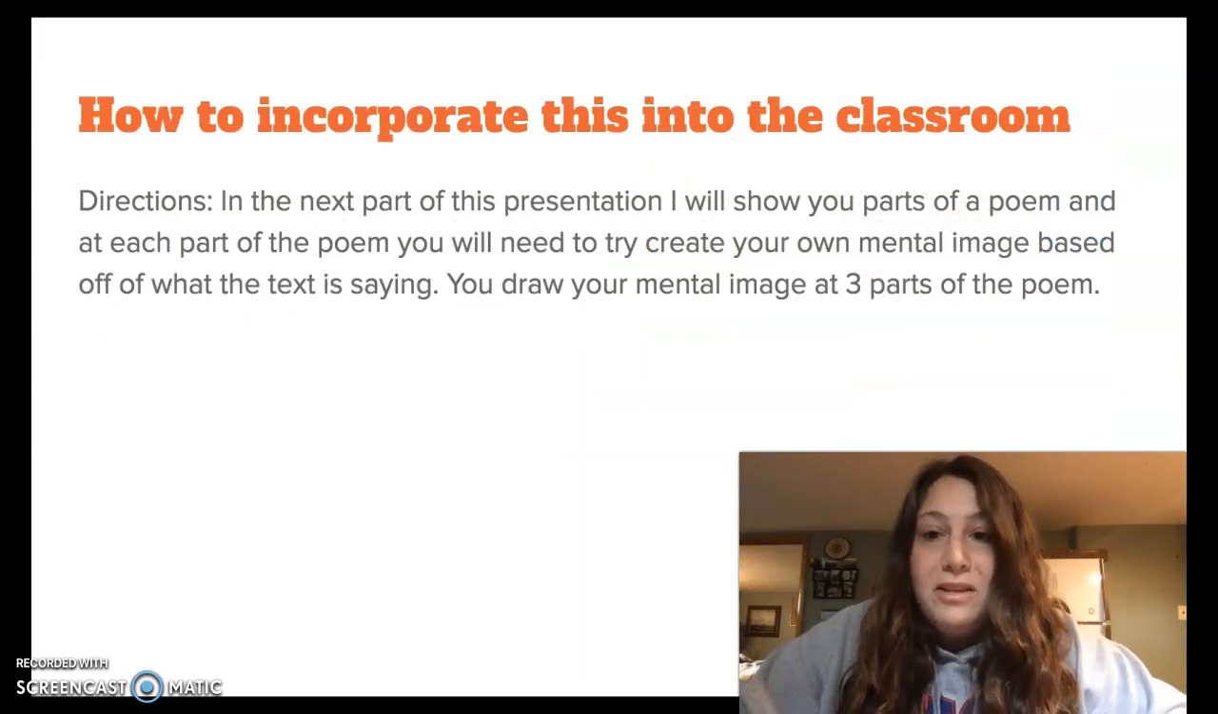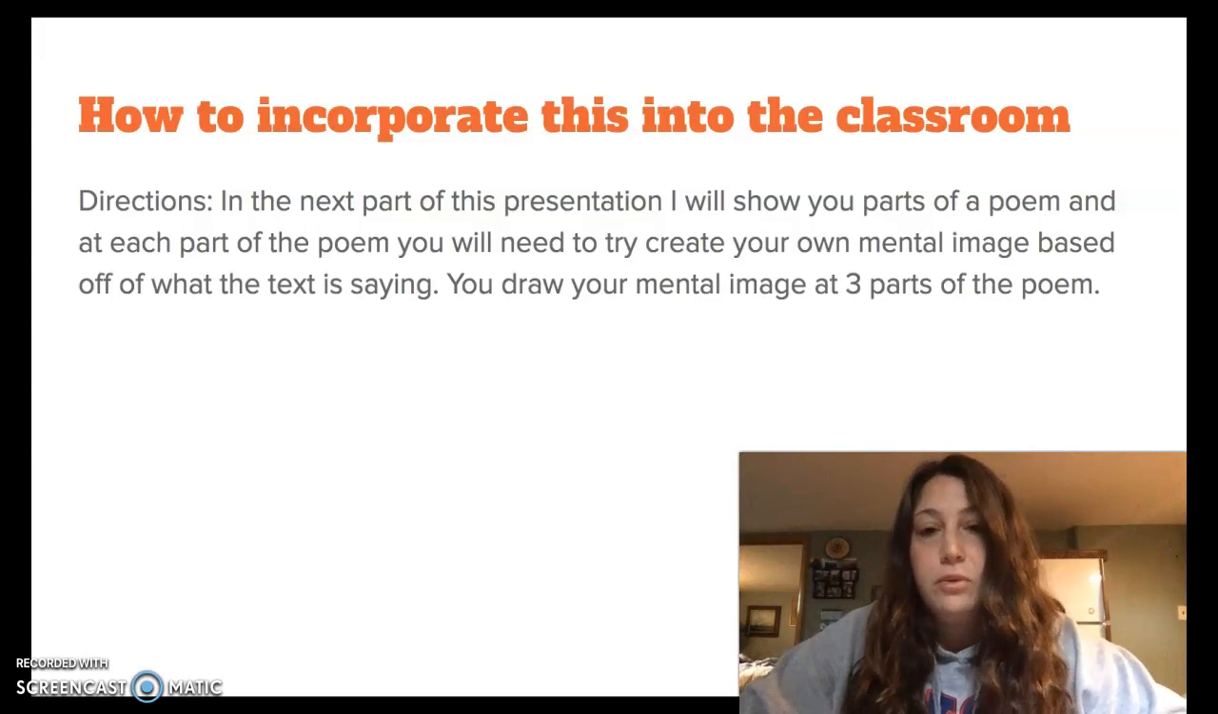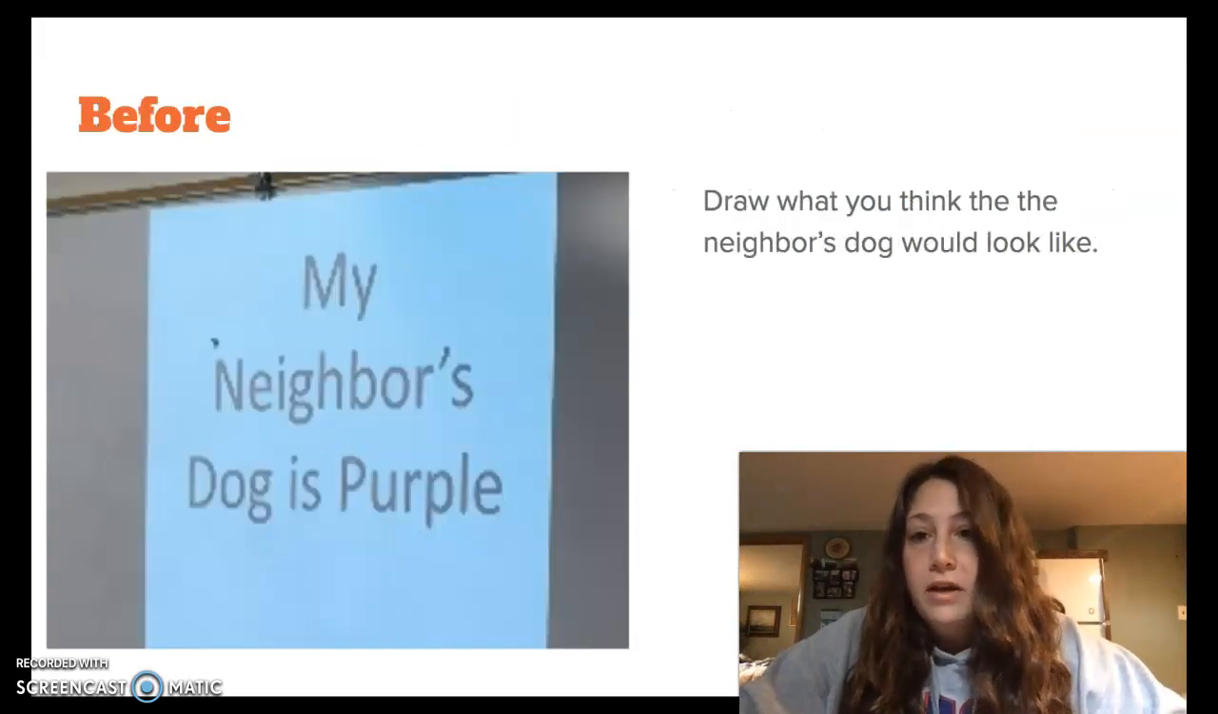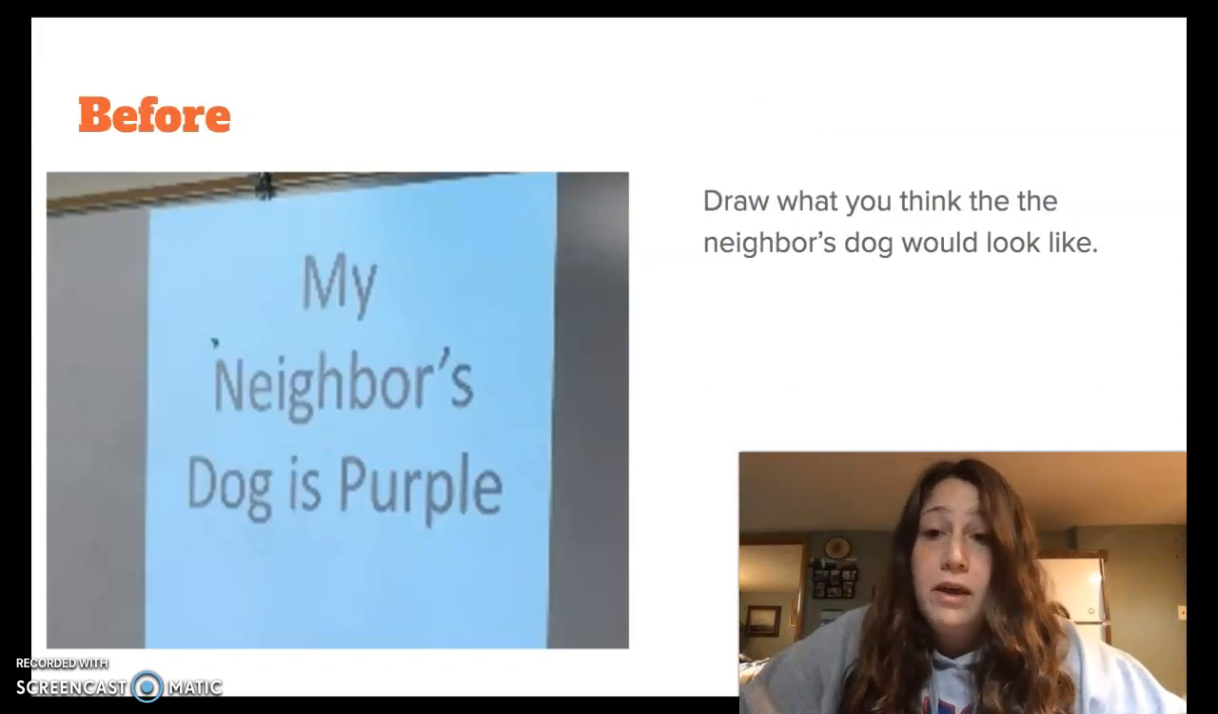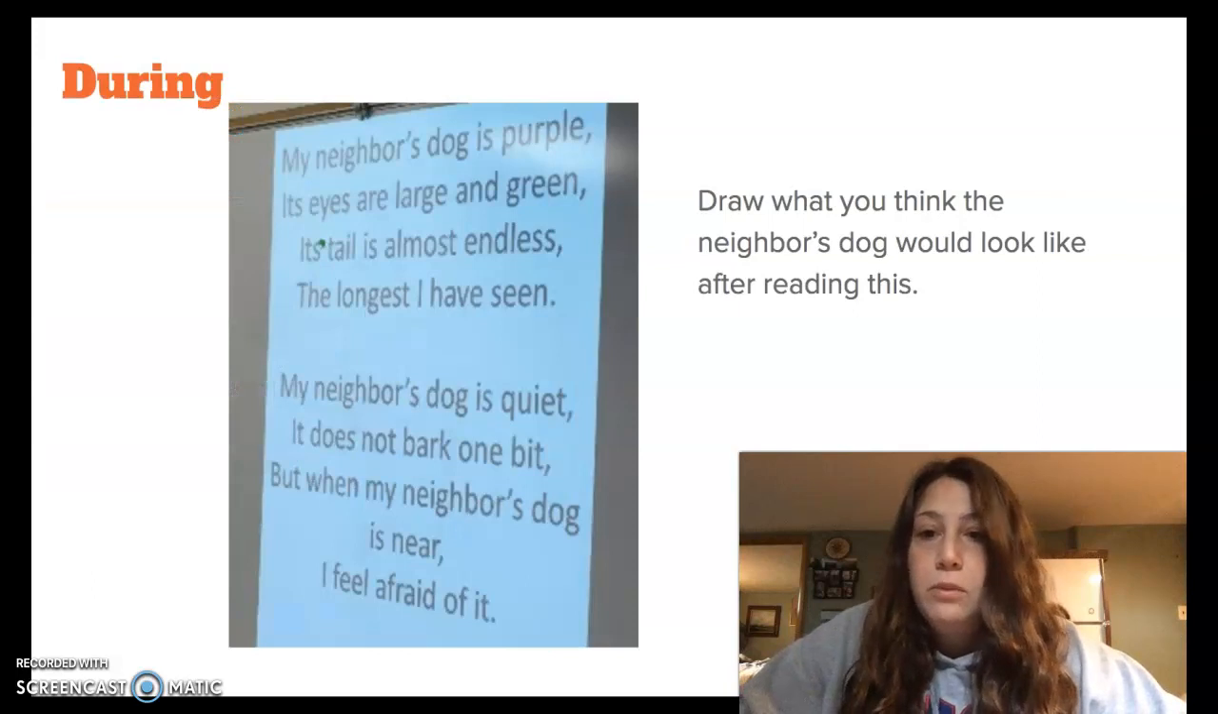So how to incorporate this in your classroom? I'm going to show you 3 parts of a poem, and after each part, you would give your classroom about 30 seconds to draw what they think would happen. So here's the first part: my neighbor's dog is purple, and then you draw what you think the neighbor's dog would look like. Then you give them a little more information.